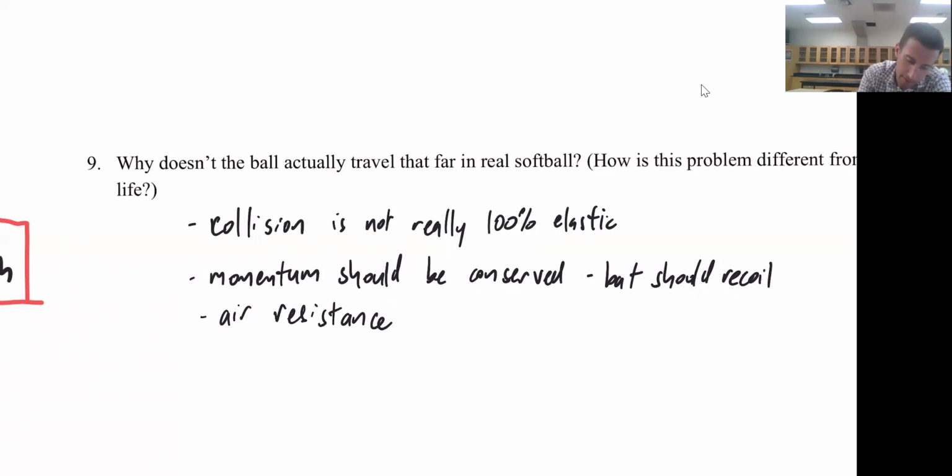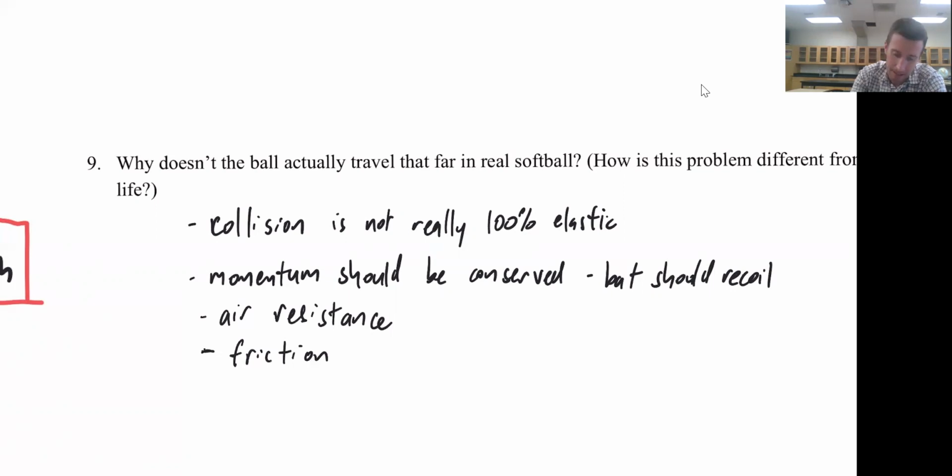And then another piece, I guess the cousin of air resistance and the cousin of the 100% elastic collision, would be friction. Friction's kind of accounted for in air resistance, and kind of accounted for in that elastic collision, but I'll add it as its own thing just to note that there should be some friction.